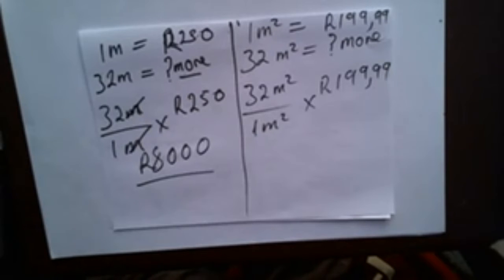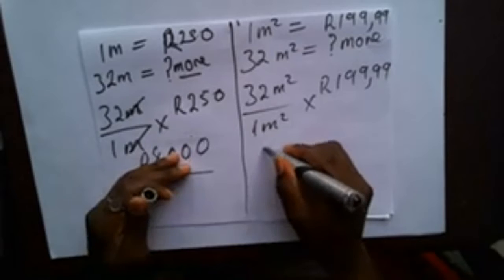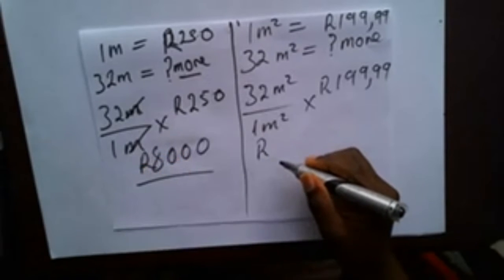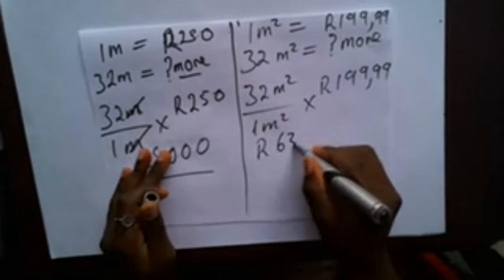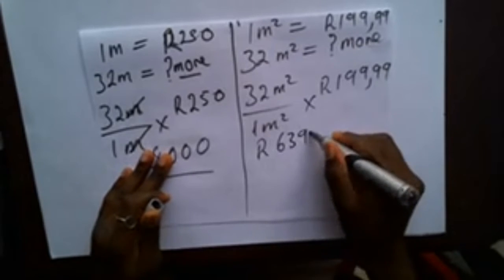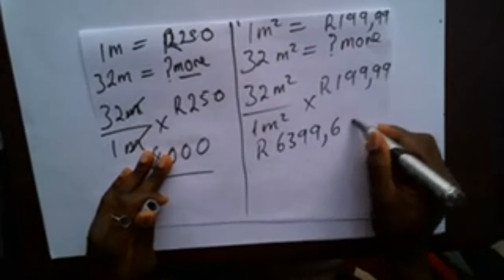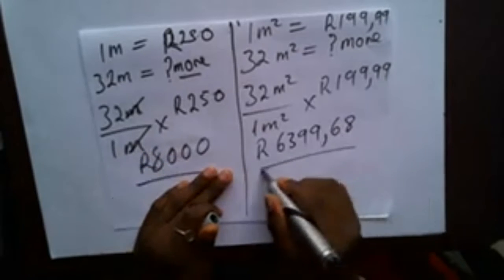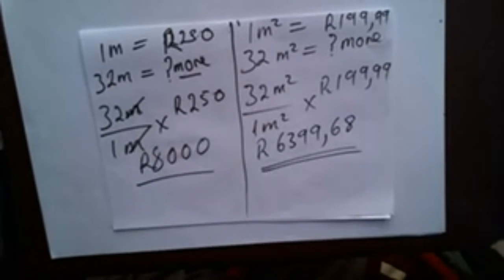What do we have? 32 multiplied by 199.99 rands. What values do you have? Here I have 6,399.68 rands. This is the value I have. Okay, so we have been told that you have to round the values to 2 decimal places.